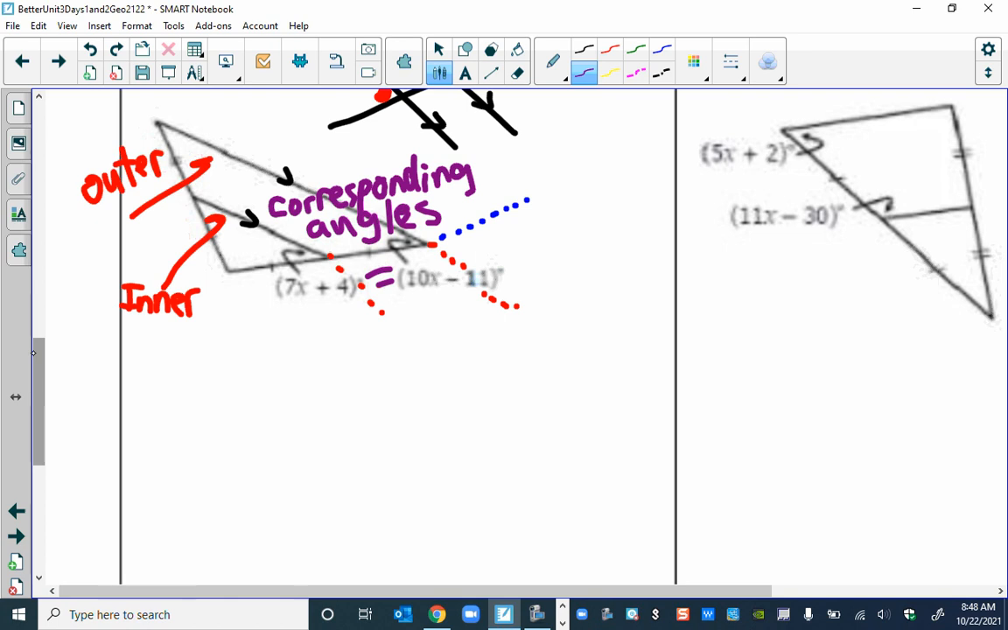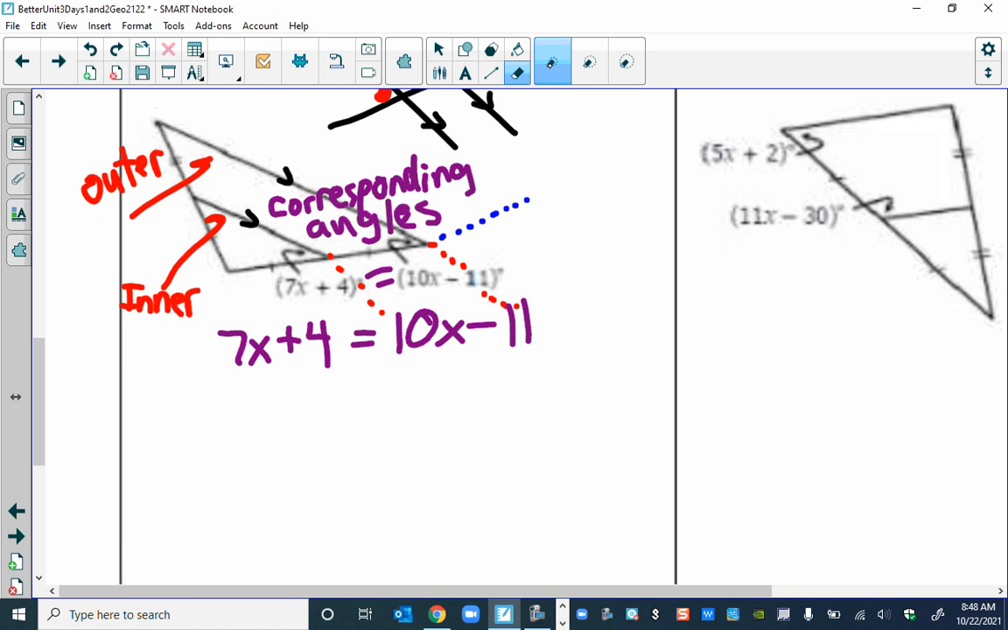So since you have that taking place, you set those equal to each other. 7x plus 4 equals 10x minus 11. Now at this point, can we solve for x? We have enough information to solve for x. Yes and no? We can. All right, I want you all to try that real quick. I'll give you about 2 minutes. Try that problem.